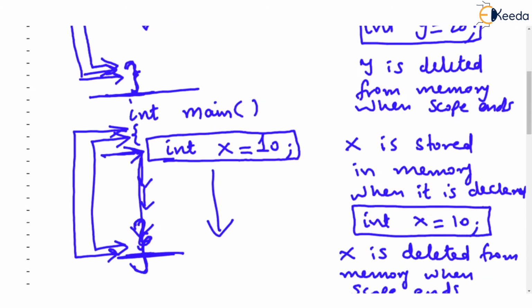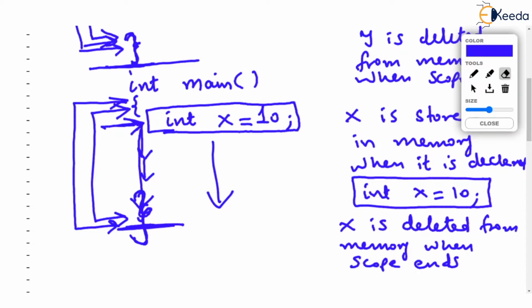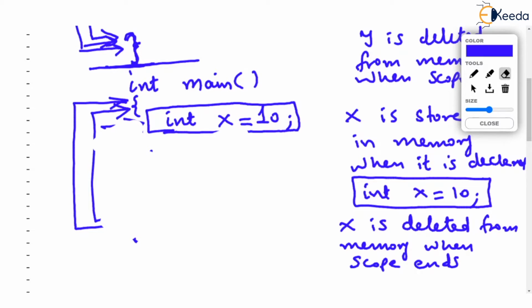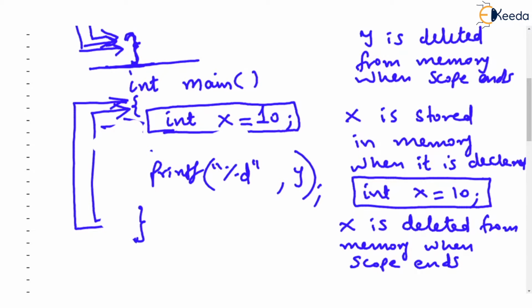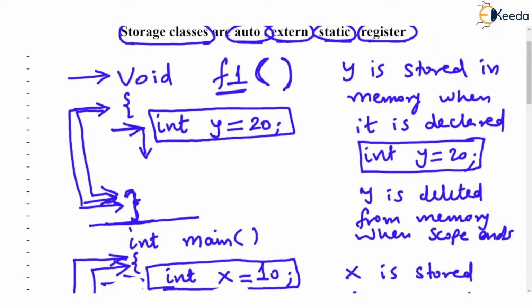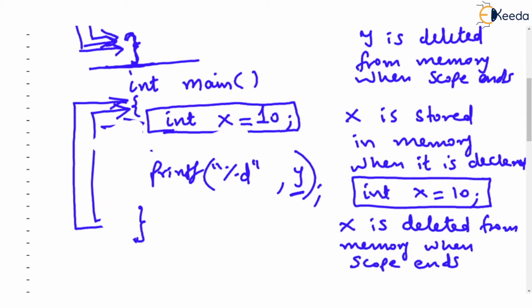So suppose we write some silly statement like this. Let's try something. Give me some time, I will erase. I have scribbled a lot here. Okay, just imagine that we write a statement like this: printf %d y. Now notice, I am trying to print the value of y thinking that in the same program y has been declared and y is 20. So I attempt to print y inside main.